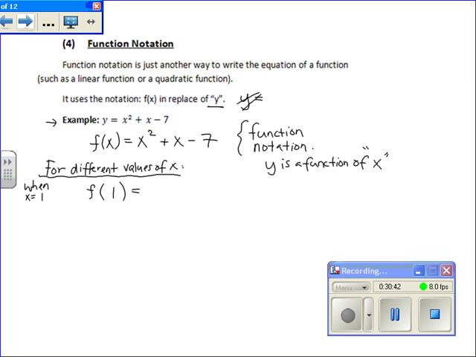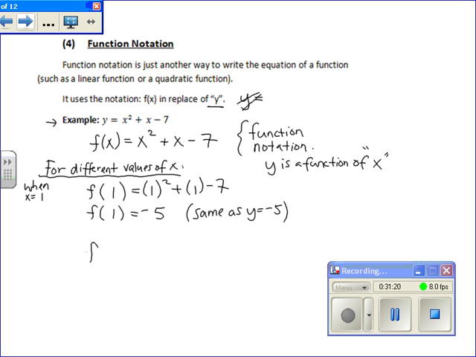So f of 1 is equal to 1 squared plus 1 minus 7. What we'll get here if I work this out, f of 1 is equal to, well, 1 squared is 1, plus 1 is 2, 2 minus 7 is negative 5. So in other words, y is equal to negative 5 when x is equal to 1. So this is the same as y equals negative 5. F of 1 is just like y.